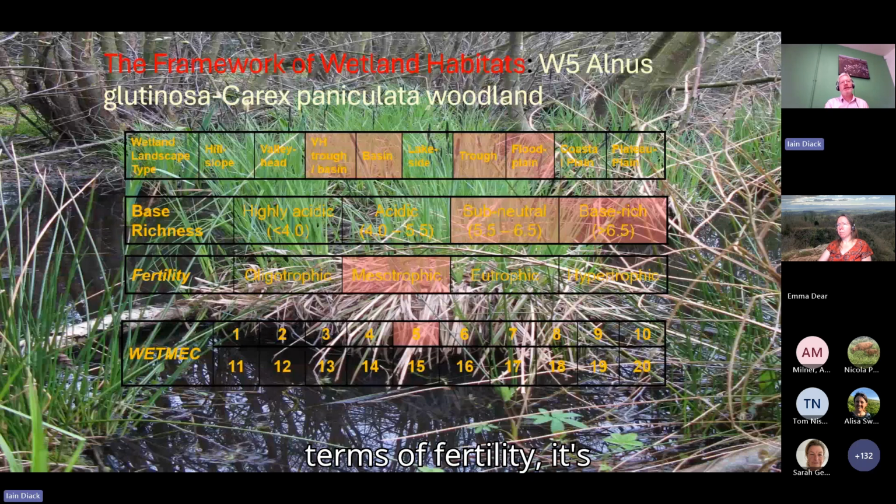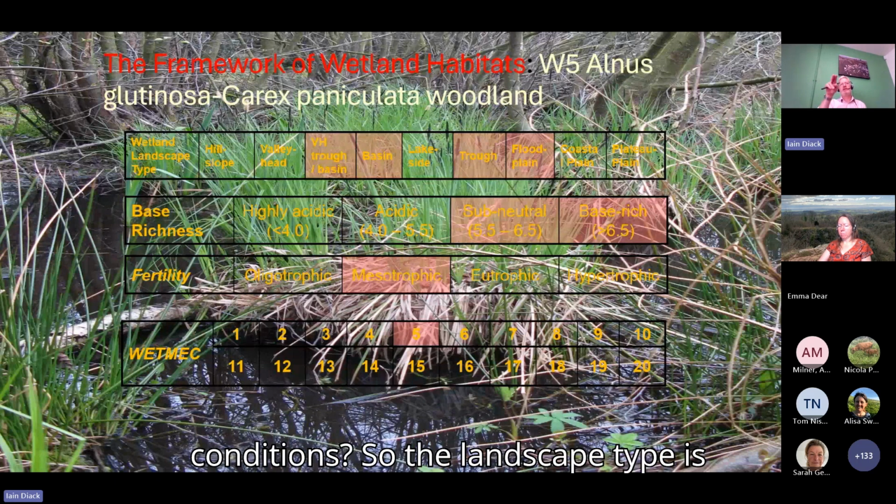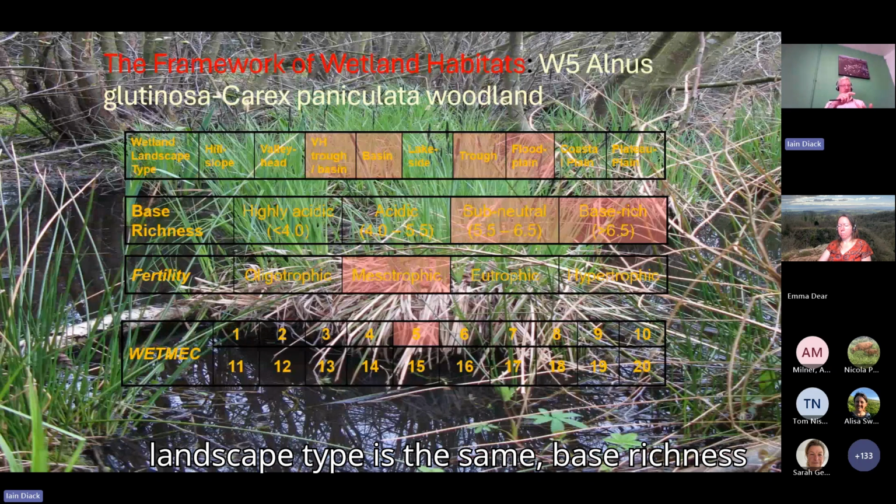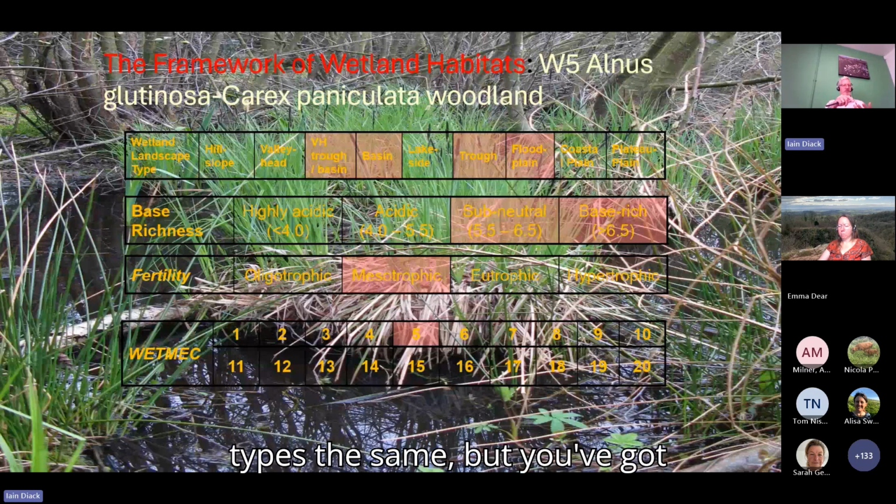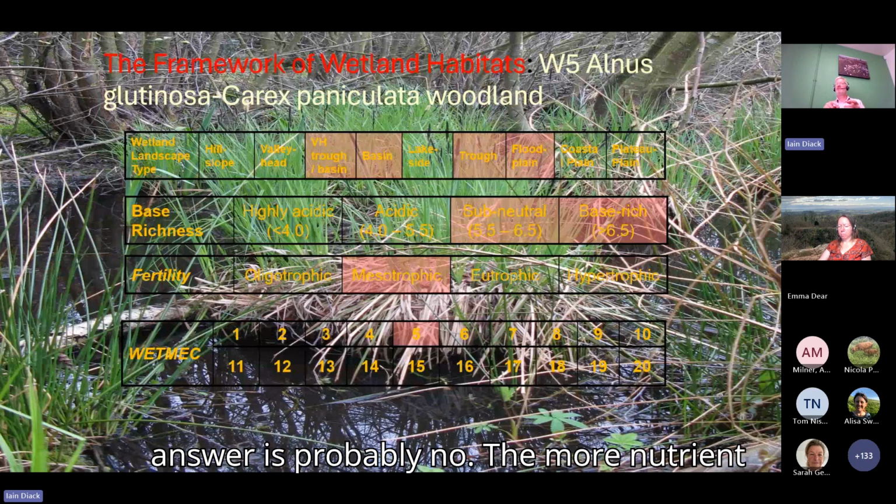In terms of fertility, it's in the lowlands, in the lower end of the fertility gradient, call that mesotrophic. What this system does is help you to think, okay, so that's in mesotrophic conditions. What happens if you've got all of these other conditions? So the landscape type is the same, base richness type is the same, but you've got eutrophic or hypertrophic conditions. Do you still get W5? And the answer is probably no.